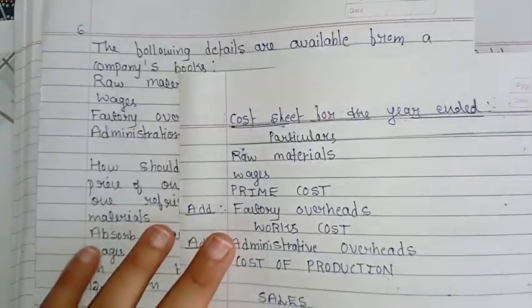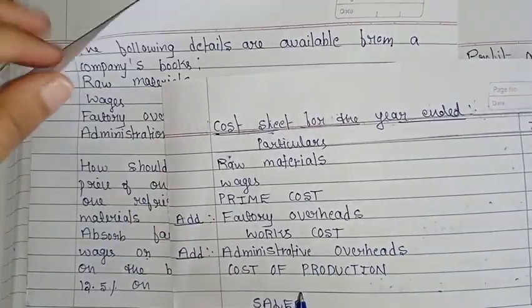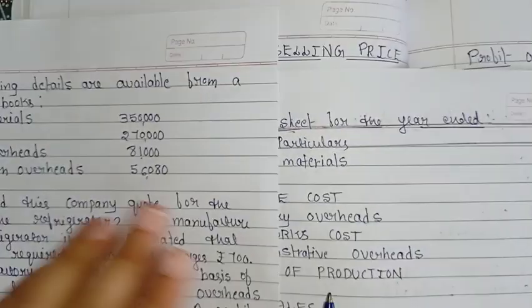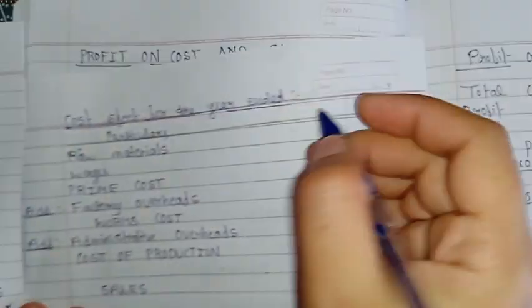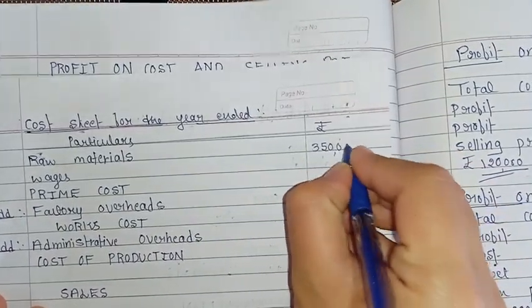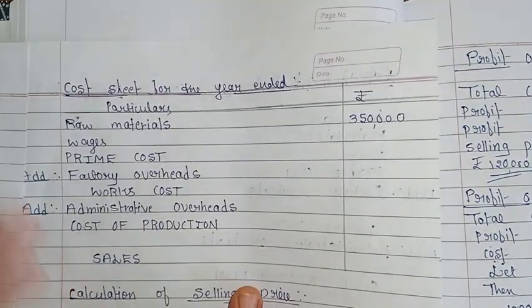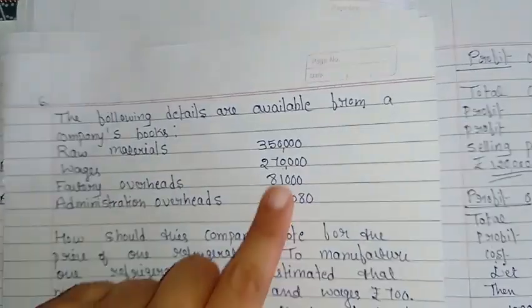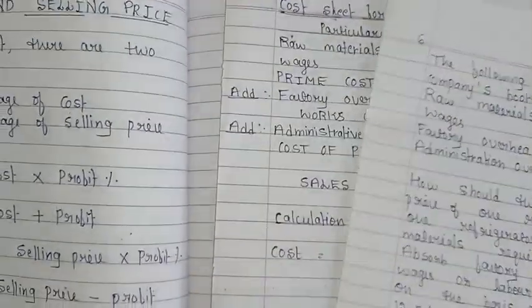First we will prepare the cost sheet for the year ended. That is raw materials, how much? That is rupees 3,50,000. Rupees 3,50,000, that is our raw materials. And next one, wages. Wages how much? That is rupees 2,70,000.